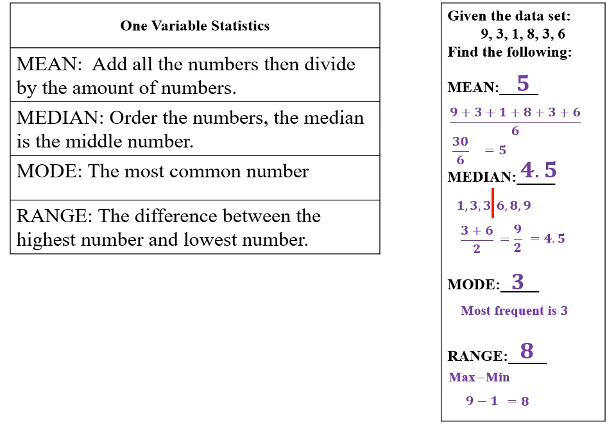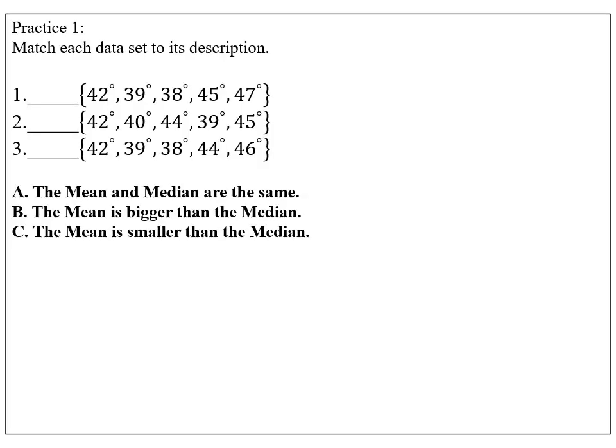Now let's practice some of this. So here we've got 3 different data sets. We want to match each data set to its description. One of the first things that helps us out here is to go ahead and order all of them from smallest to largest, because notice in the answer that we're matching to, each description has mean and median. So I need to know the mean and median for all 3 of them.